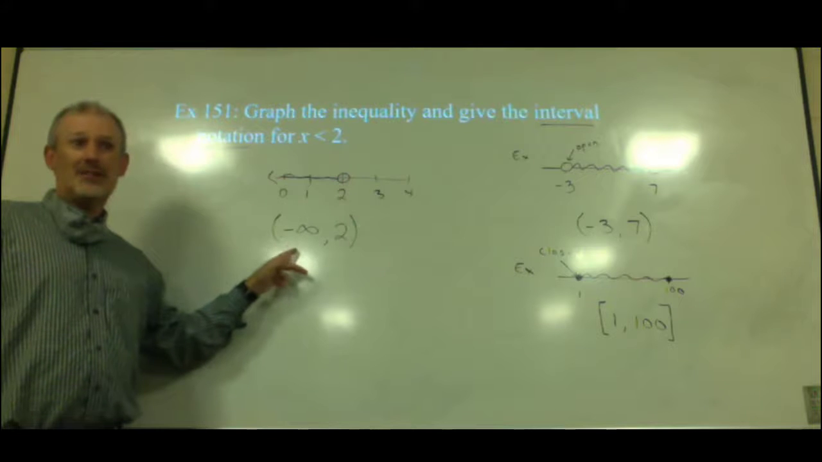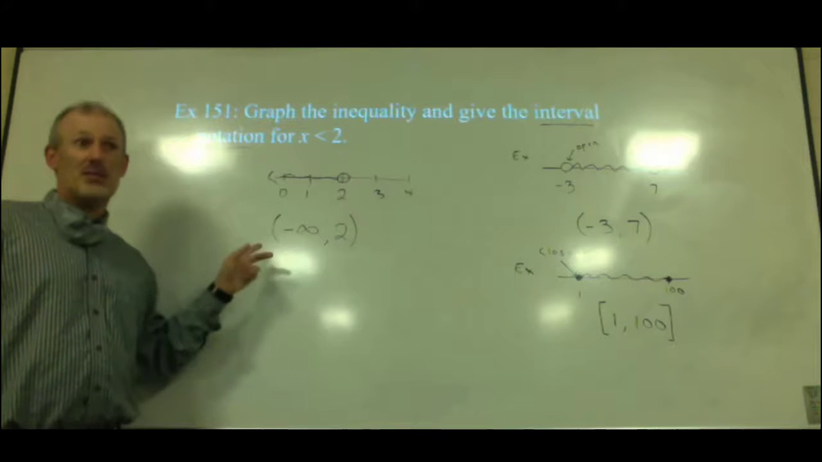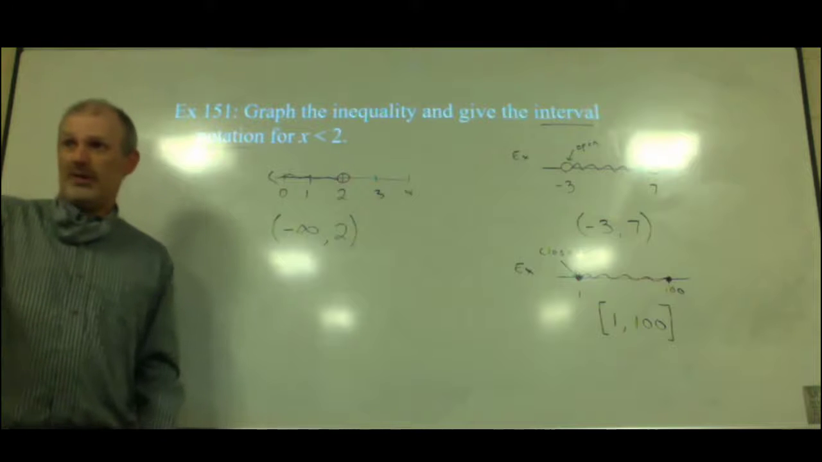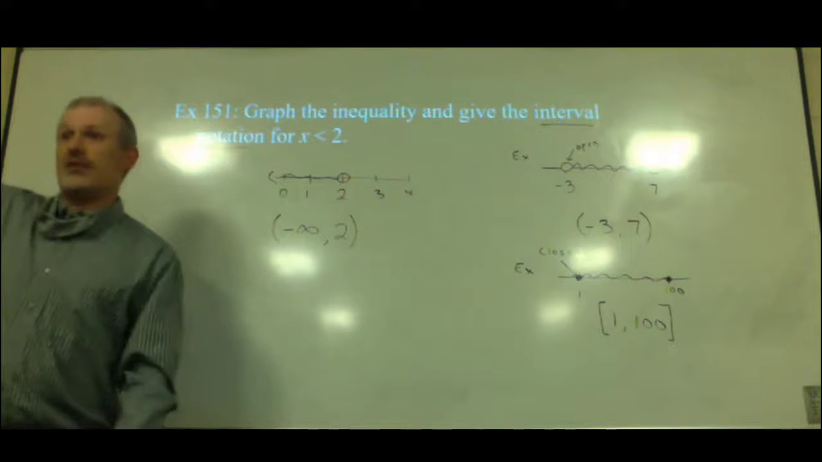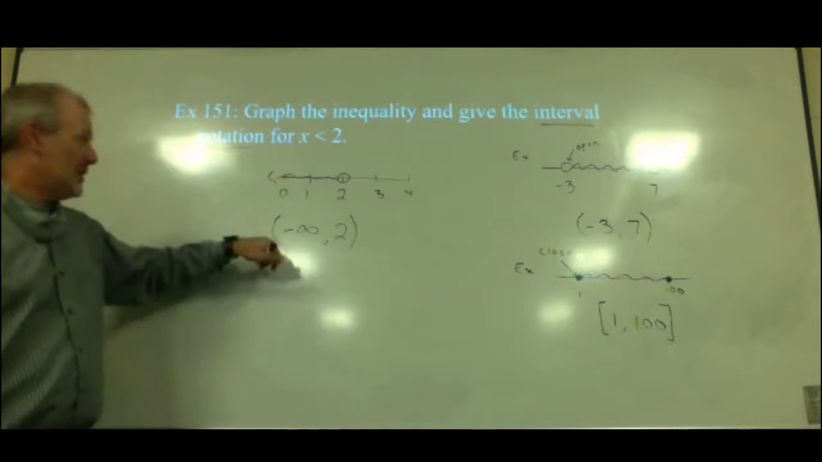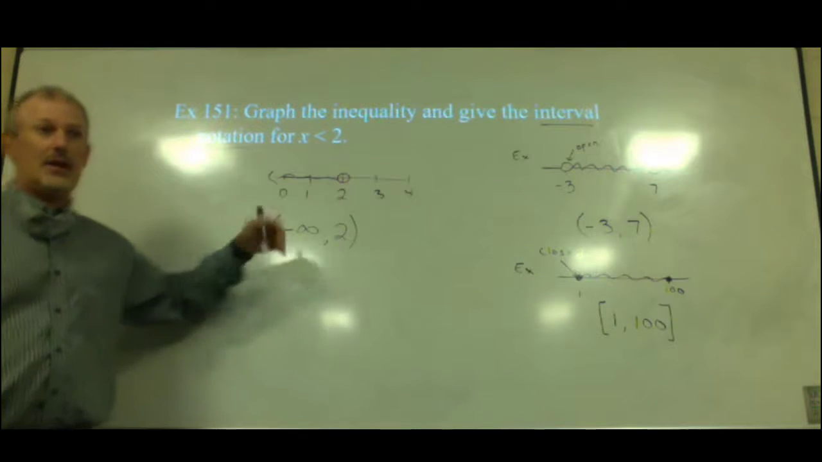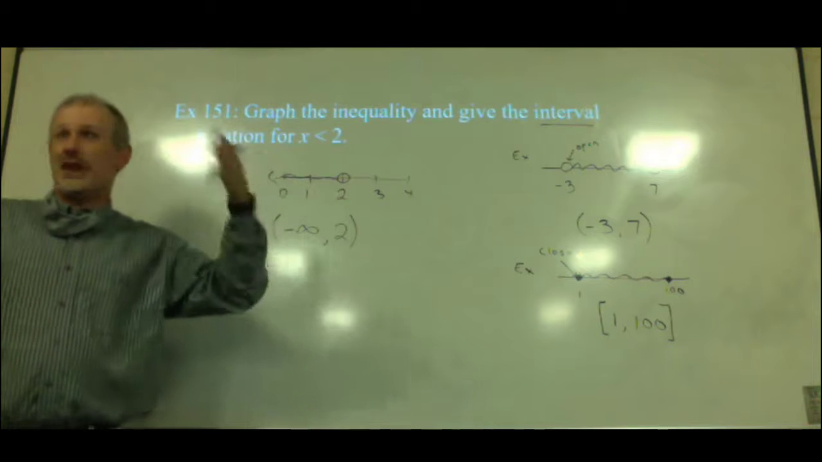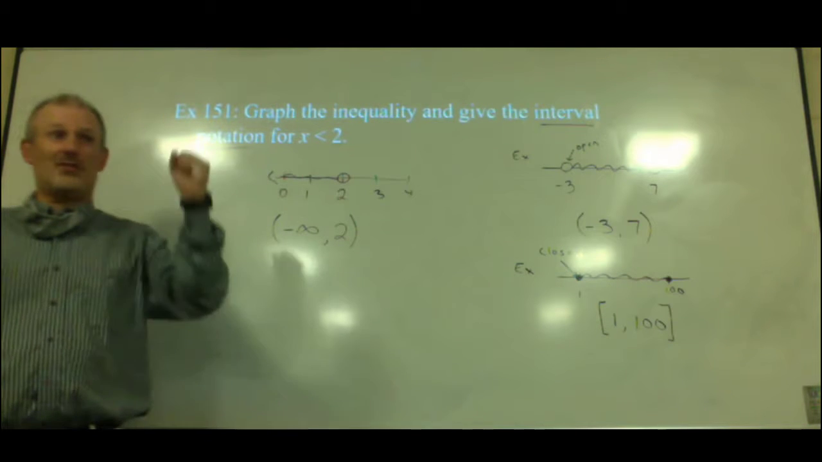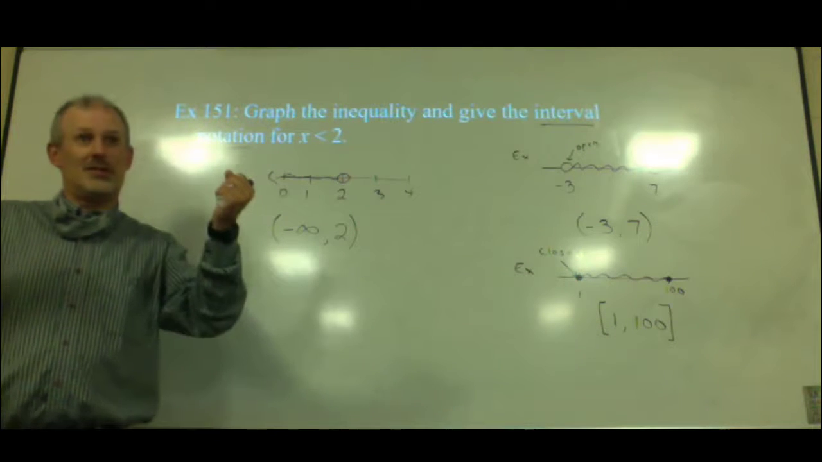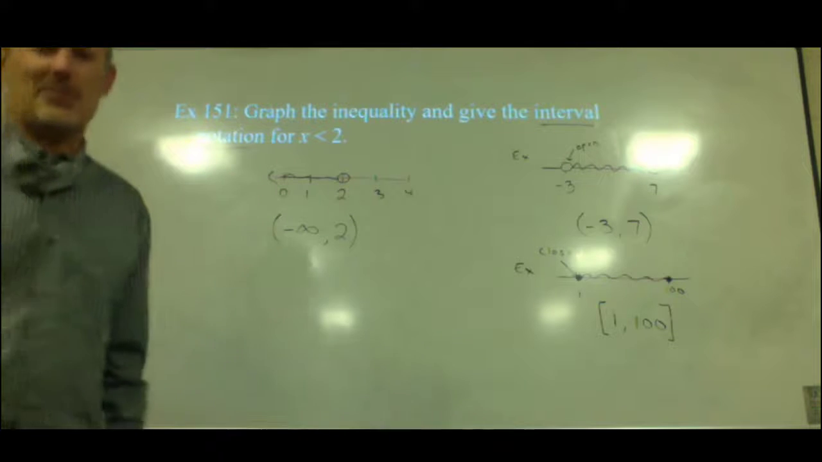Okay. Negative infinity or positive infinity always gets parentheses because there's no point that we can include, right? It just keeps going forever and ever and ever. The arrow at the top always gets parentheses. You can also mix and match. It could be that one side is open and the other side is closed. So we'll do some examples and see that.